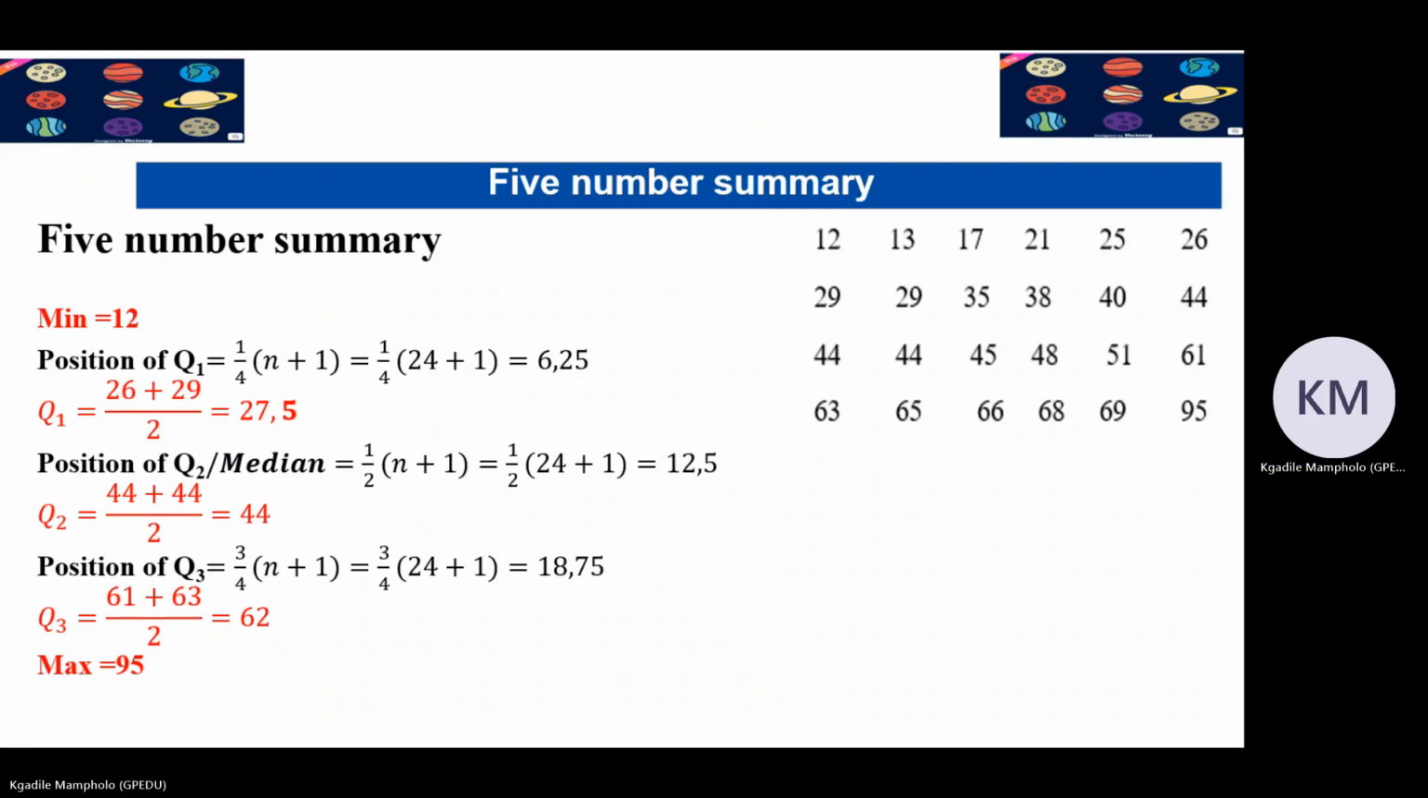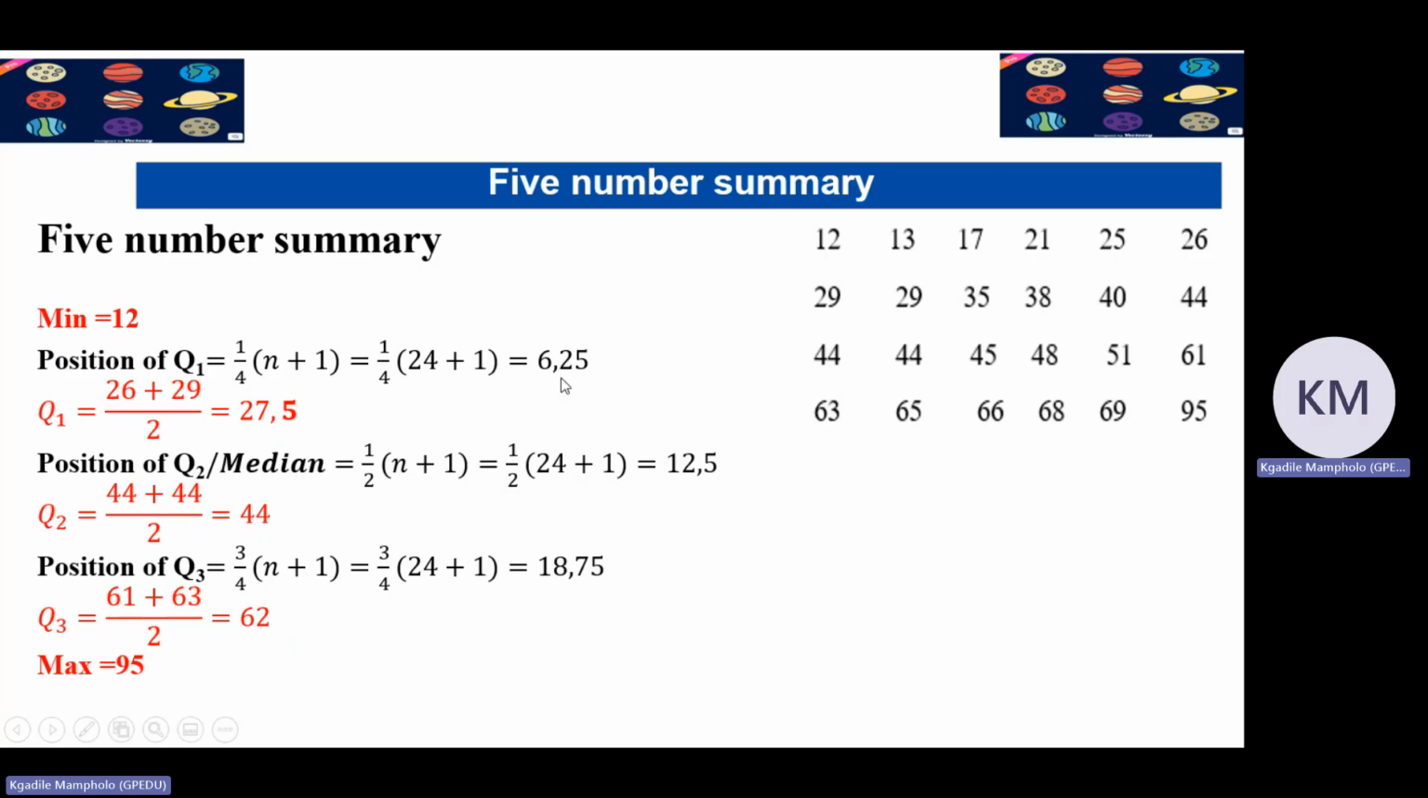Thereafter, you identify the first number, which is our minimum. Then from there, you determine the position of Q1. There's a formula used to calculate the position of Q1. The Q1 is 1/4 into n plus 1, where n is the number of test marks, or the number of learners who wrote the test. So here we have 24, then n plus 1 is 24 plus 1. Then the answer will be 6,25.